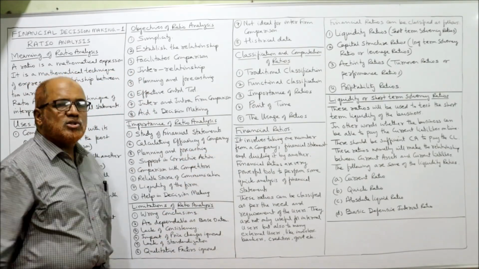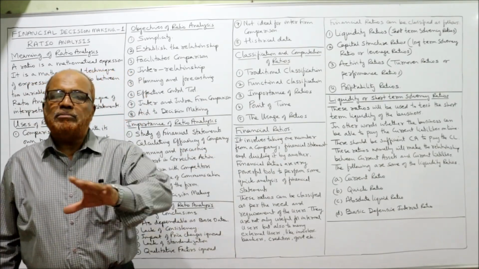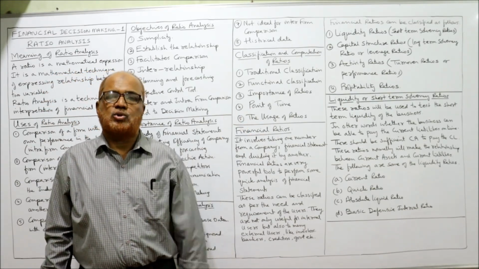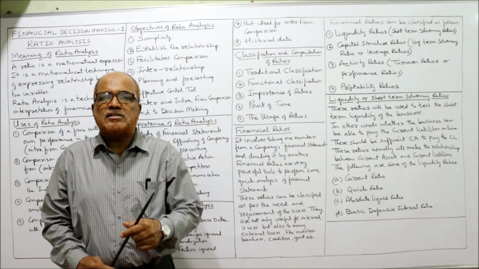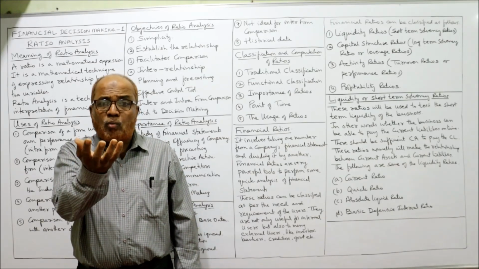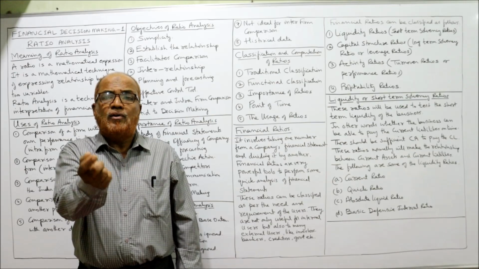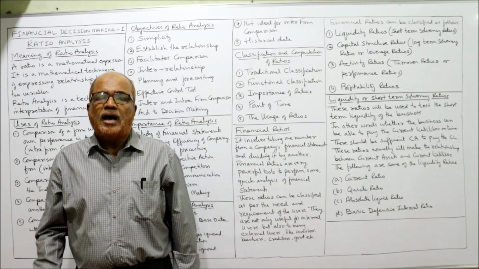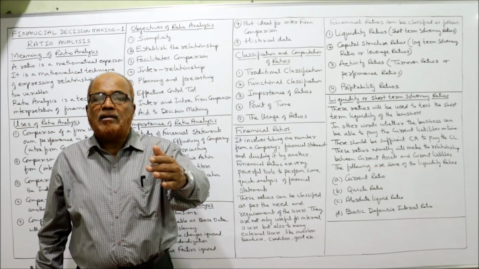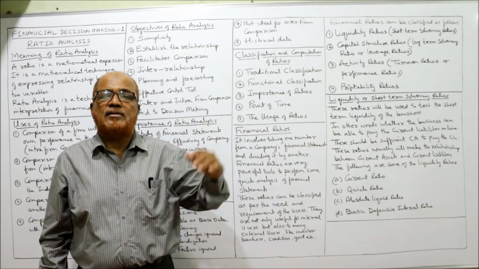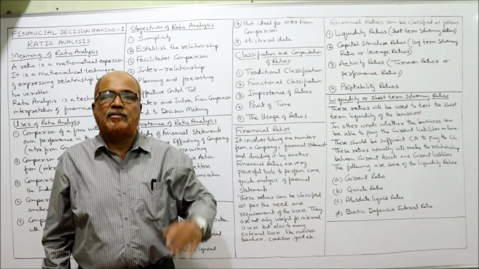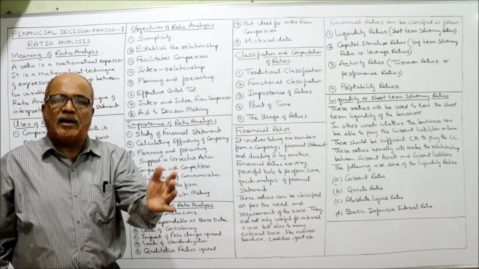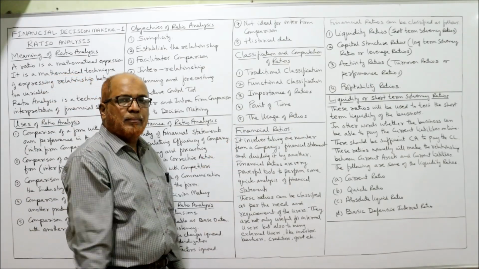Next one is point of time. Regarding point of time, the ratios can be classified as structural ratios and trend ratios. Structural ratios means the present data. Whatever present data is there, for that present data we are calculating the ratios, structural ratios. And trend ratios, we are calculating the ratios for a number of years, for a number of periods. That is called trend ratios. So structural ratios or trend ratios will come under point of time.